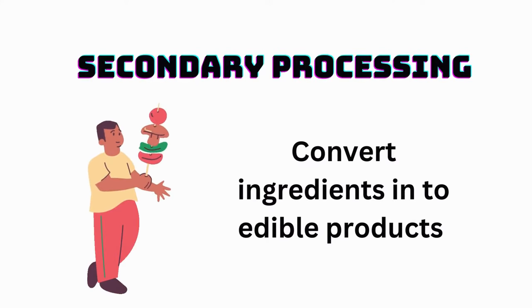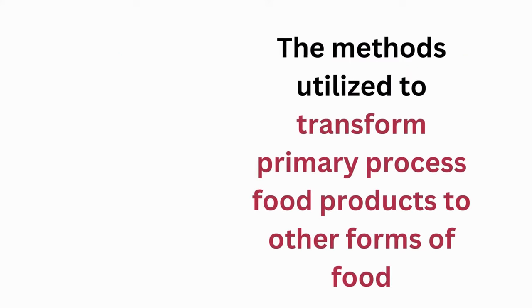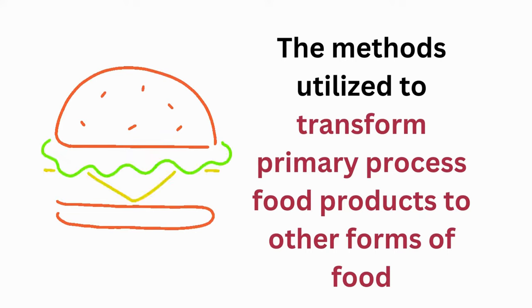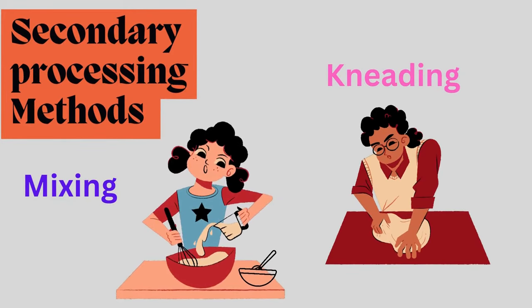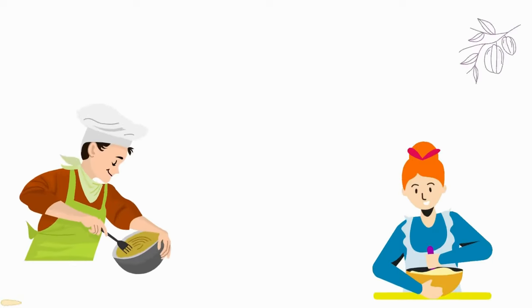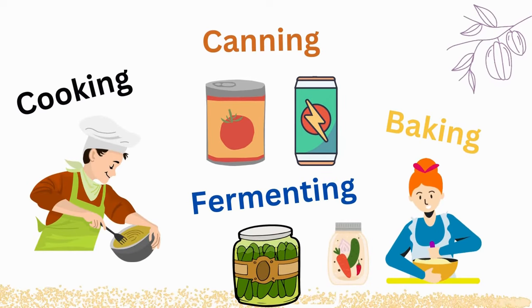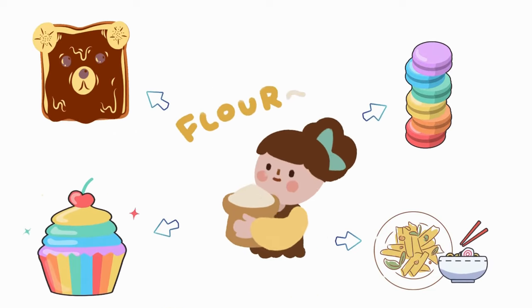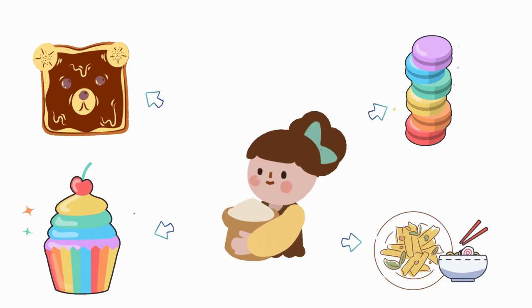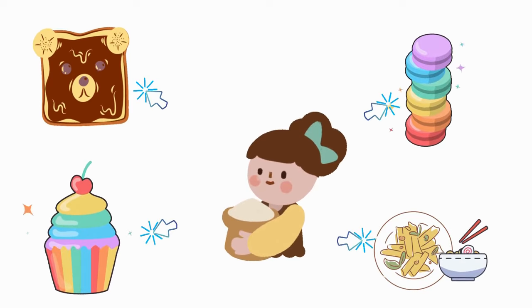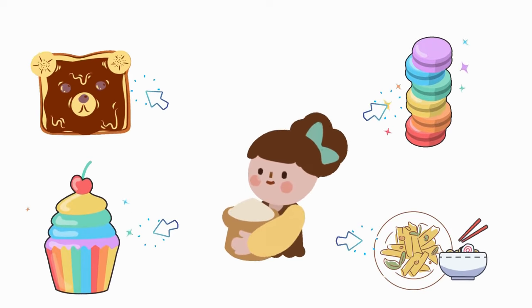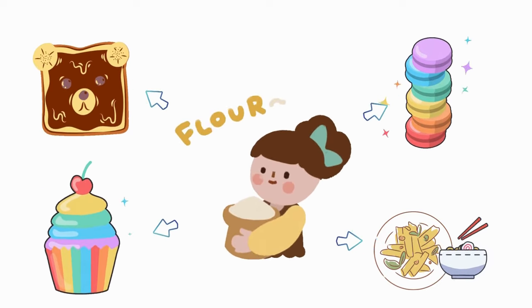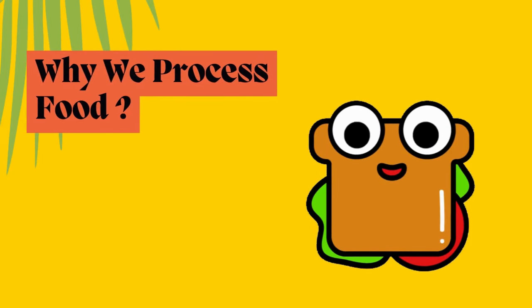In secondary processing, we convert ingredients into edible products. The methods or techniques utilized to transform primary processed food products to other forms of food can be identified as secondary food processing. Secondary processing includes mixing, kneading, cooking, canning, baking and fermenting like operations. For further understanding, making bread, cakes, cookies, crackers, pasta out of wheat flour is a good example for secondary food processing. Our next question is, why do we process foods?